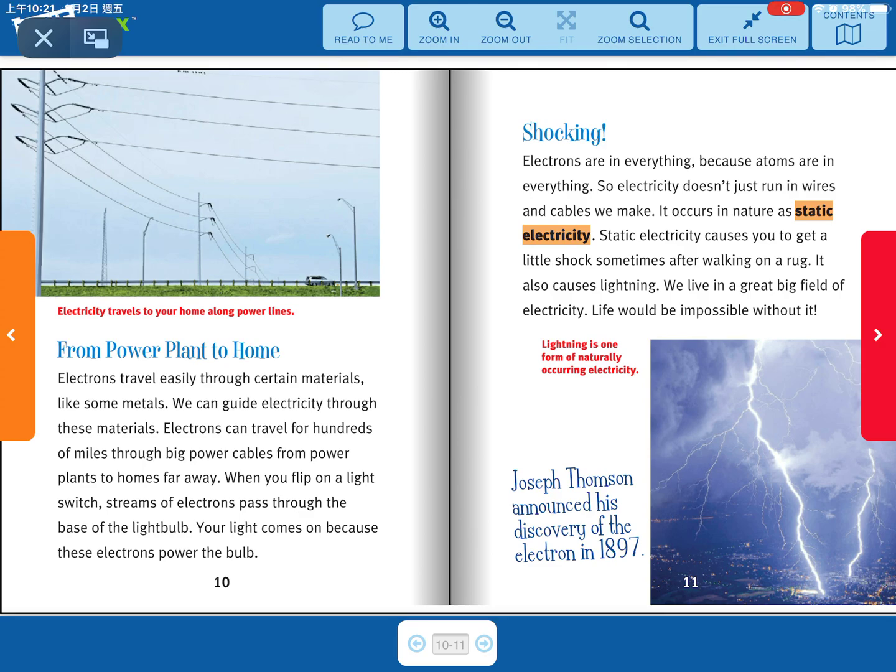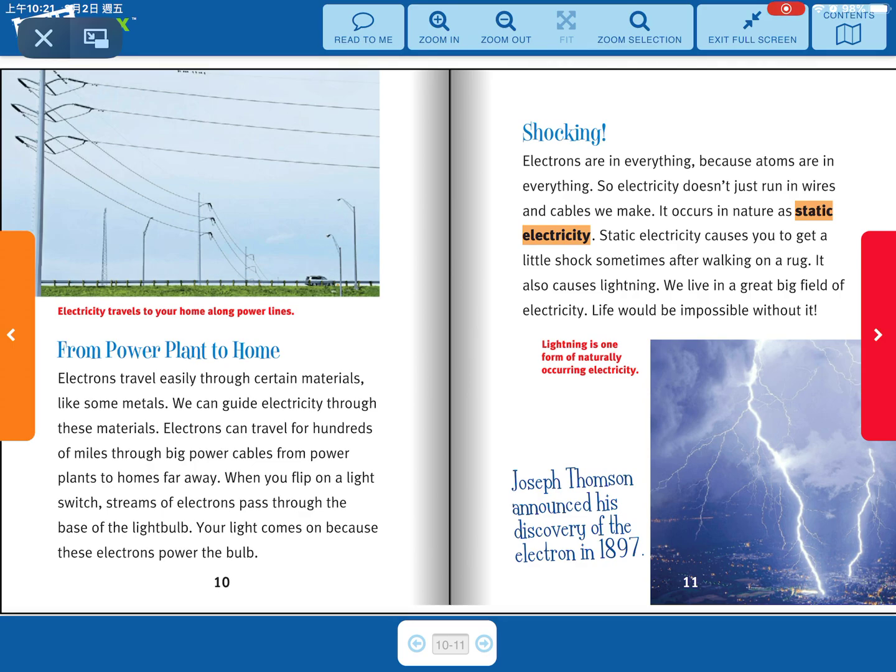When you flip on a light switch, streams of electrons pass through the base of the light bulb. Your light comes on because these electrons power the bulb. Shocking! Electrons are in everything because atoms are in everything.